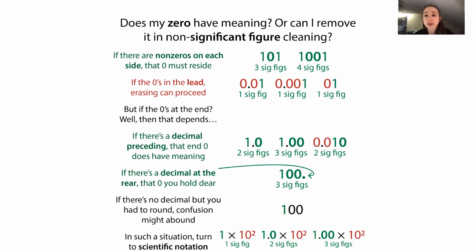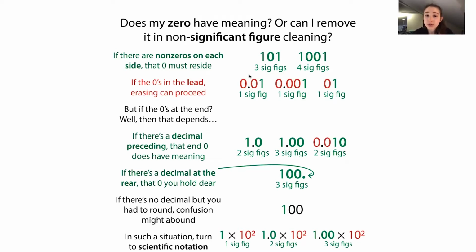And so if there are non-zeros on each side, that zero must reside. So basically, if you have a zero that's sandwiched by other non-zero numbers, then those zeros get to stay when you're determining significant figures. So if you had 101, that would have 3 sig figs. If you have 1001, that would have 4 sig figs.